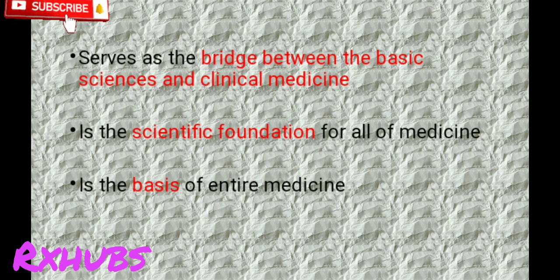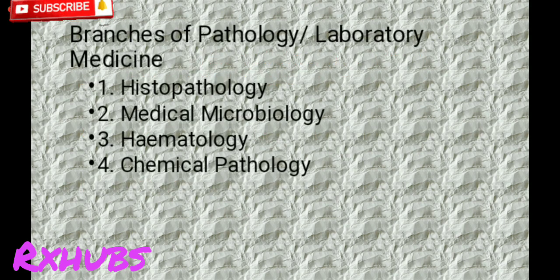Pathology serves as the bridge between the basic sciences and clinical medicine. It is the scientific foundation for all medicine and is the basis of the entire medicine itself. We have four main branches of pathology, and these include histopathology, medical microbiology, hematology, and chemical pathology.